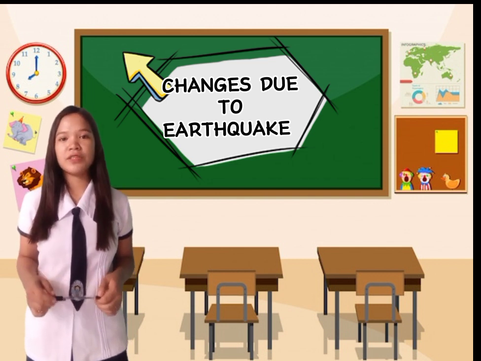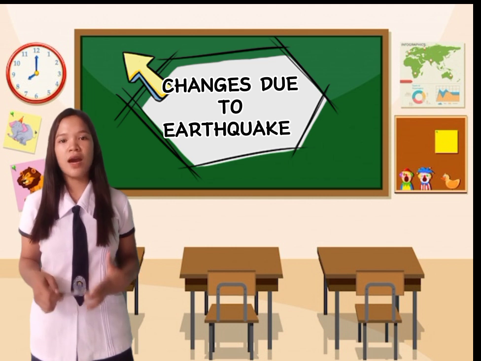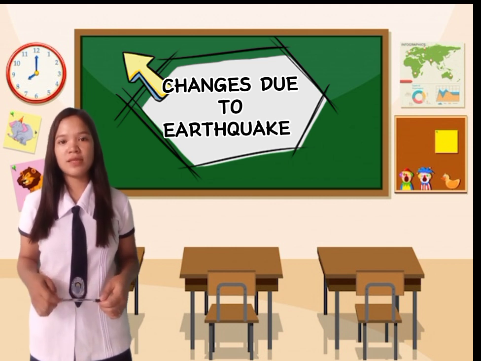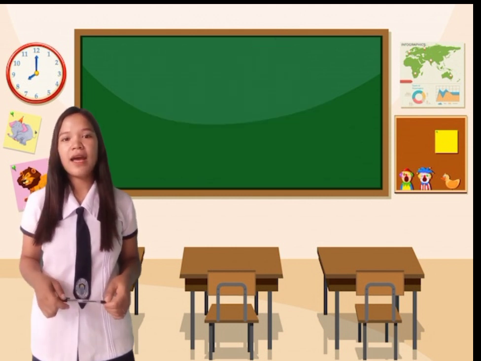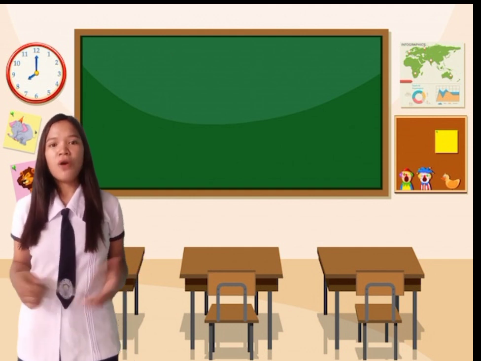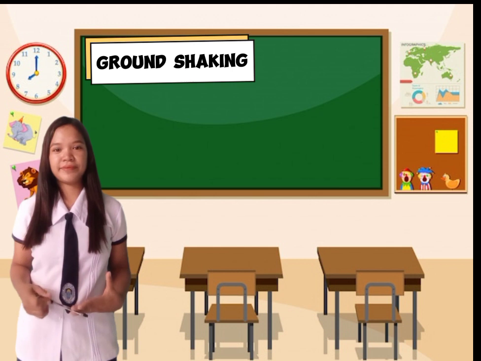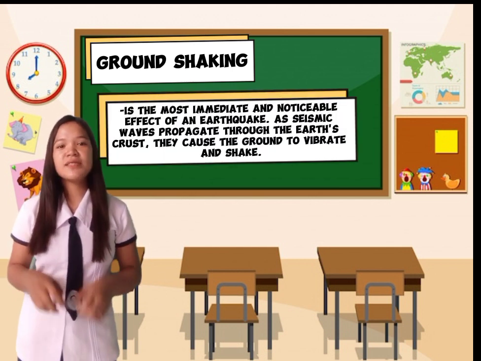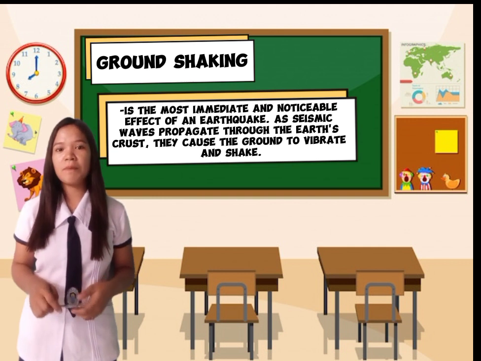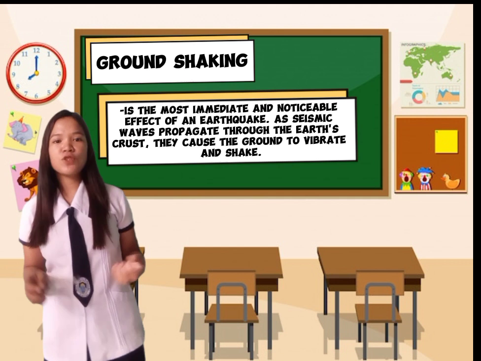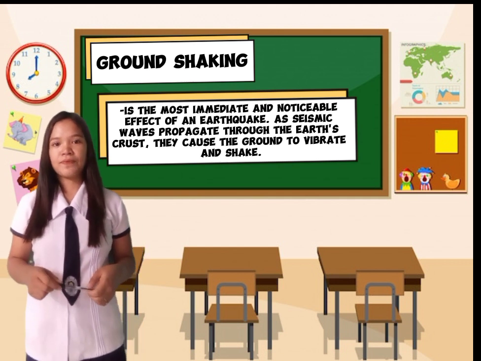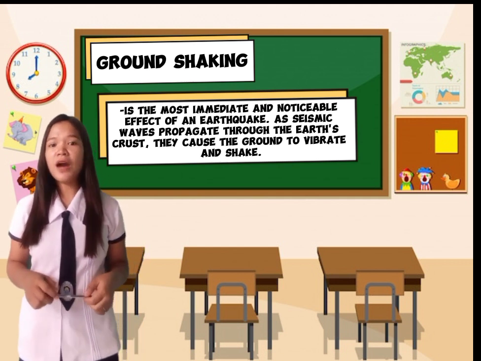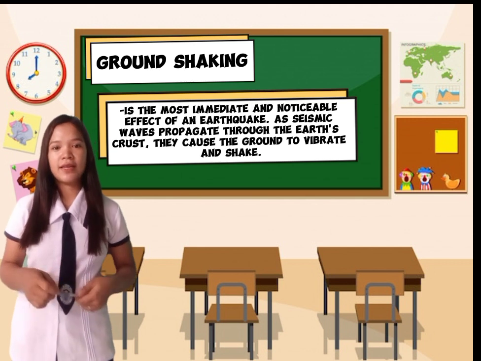So I am now going to discuss these four changes. The first is ground shaking, liquefaction, landslides, and tsunamis. Who can define ground shaking? Yes, very good. Ground shaking is the most immediate and noticeable effect of an earthquake, as seismic waves propagate through the Earth's crust. They cause the ground to vibrate and shake.